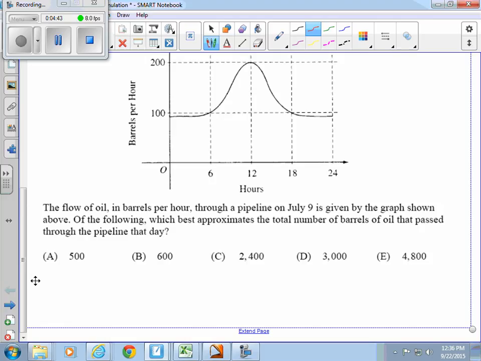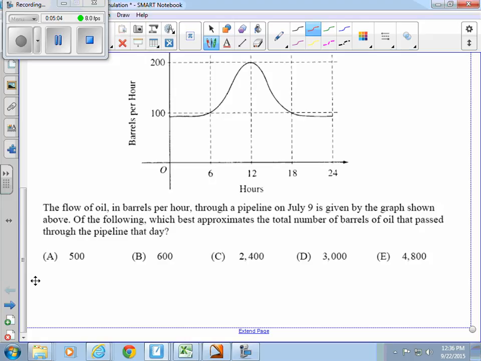What am I going to do? It would be the integral. And how am I going to do the integral if I have a graph here? Okay, Riemann sums or just area in general. I'm just going to count boxes.